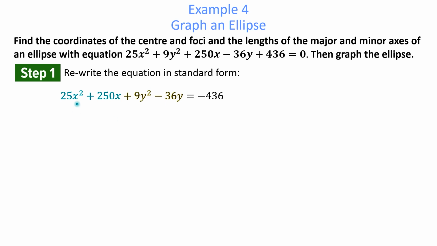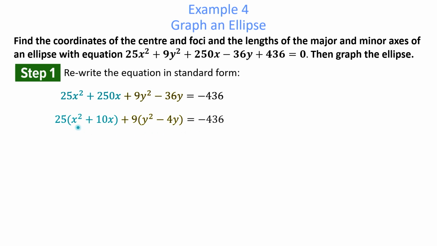So we want the coefficient of x squared to be 1. So we'll take a factor of 25 out and factorize what we have in red here to give us the following. And again, we want y squared to have a coefficient of 1. So we'll take a factor of 9 out and factorize what we have here in blue to give us the following. The right hand side remains the same.